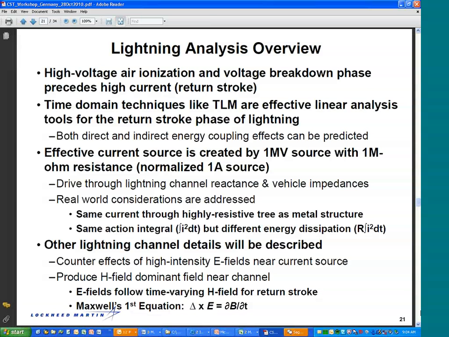So now, some of you are saying, finally, guys talking about lightning. But in a lightning analysis, you have high voltage air ionization, voltage breakdown, and you get into these nonlinear effects. Well, with this approach that I'm going to show you with the indirect coupling effects, the tools, I'm staying in a linear analysis realm.